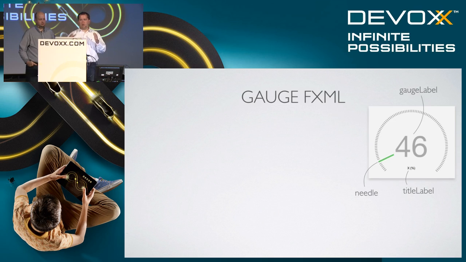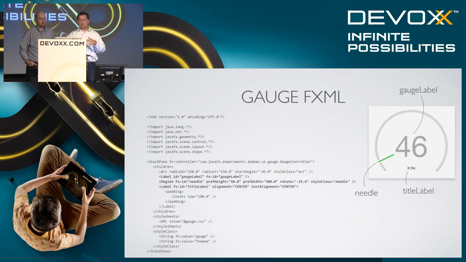So here we have our gauge. This is what it looks like, and these are the main components of it. There's a needle, there's a title label, and a gauge label. And the XML is, the XML. But the important things I've put in bold here: you can see that we've got our label that's called gauge label, and it has an FX ID of gauge label.